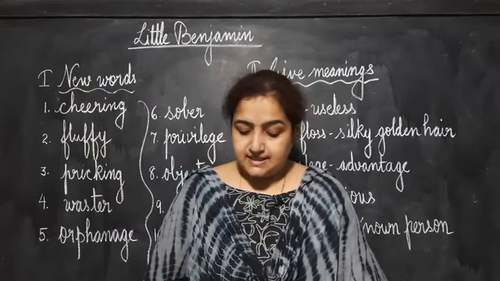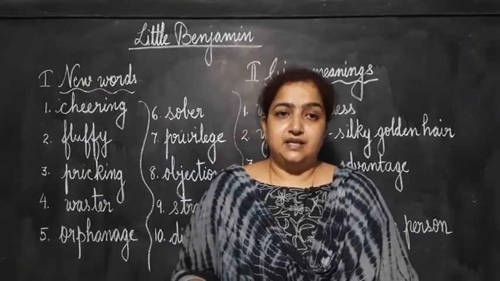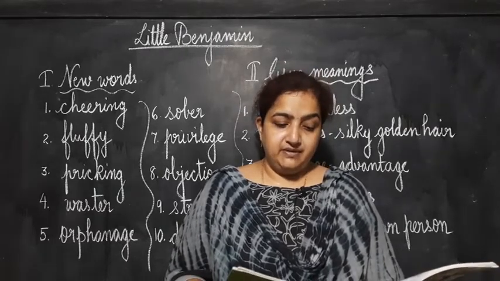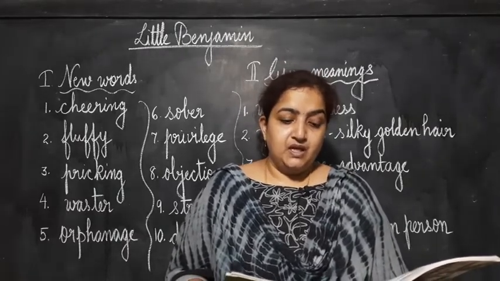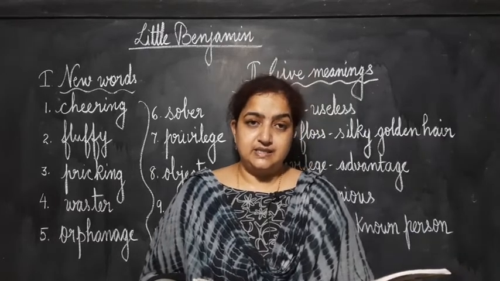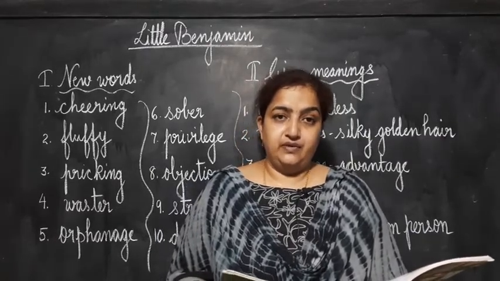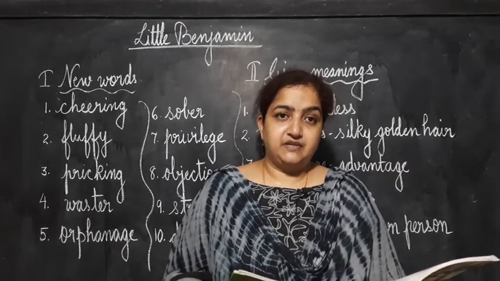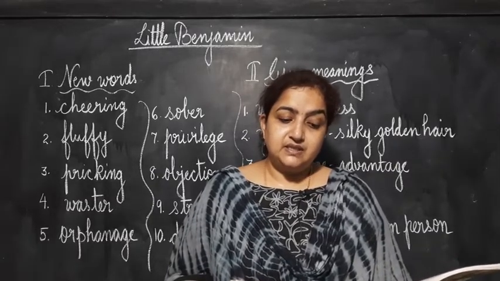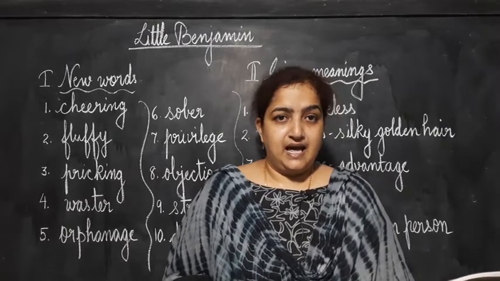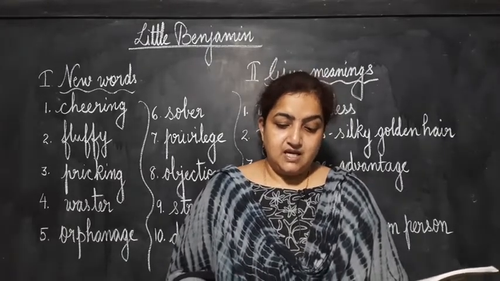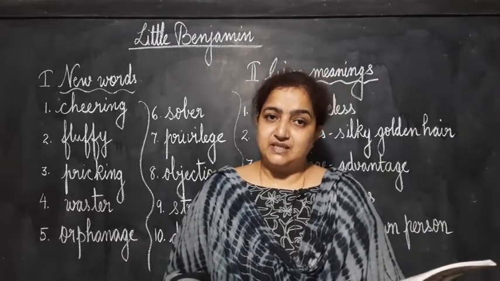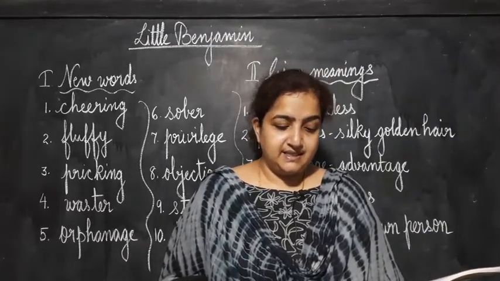Okay, now let's discuss the questions in your textbook. Page number 87. Open page number 87. Question number A. Read these sentences and answer the questions. First one, "It's a basket, father." Who said these words? Adam said these words. And what was in the basket? There was a baby in the basket.